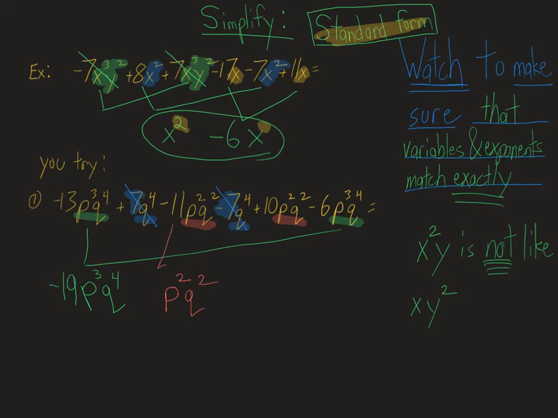We've got negative 11 and 10, so that's going to be a negative 1, right? A negative 11, 11 bad guys, 10 good guys is negative 1. You don't need to write the 1. You can just write minus p squared q squared. There's always the invisible 1 there.